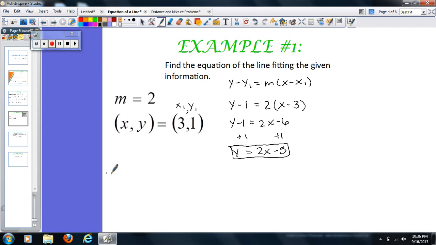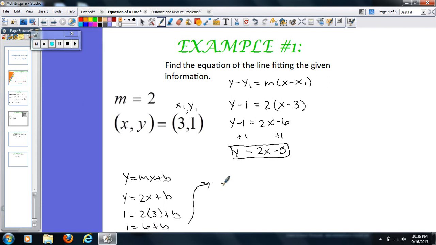The other way we could do it is you start with y equals mx plus b. And you're going to plug in 2 for m. And I have a value for x and y, but I don't have b, so I'm going to plug those in and I'm going to solve for b. So I get 1 equals 2 times 3 plus b. And now I'm going to solve for b. So this is 1 equals 6 plus b.